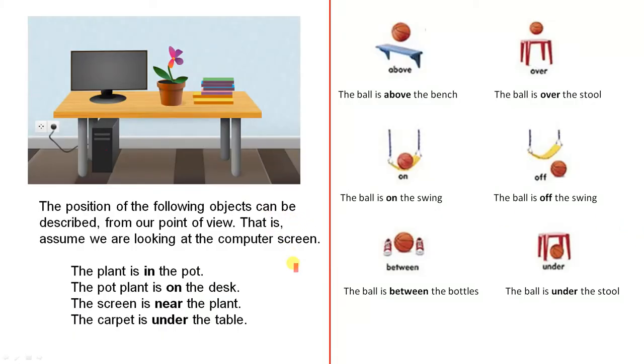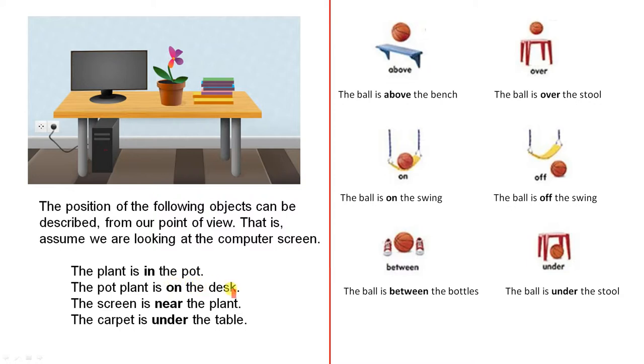Here's a simple example. The position of the following objects can be described from our point of view. That is, assume we are looking at the computer screen. The plant is in the pot. In is the position word. The pot plant is on the desk.